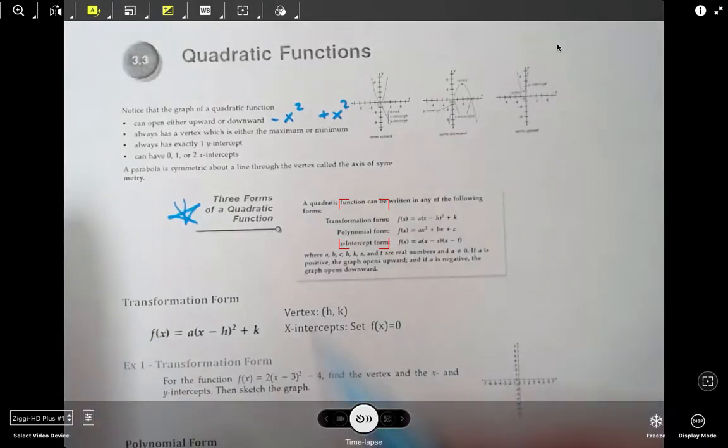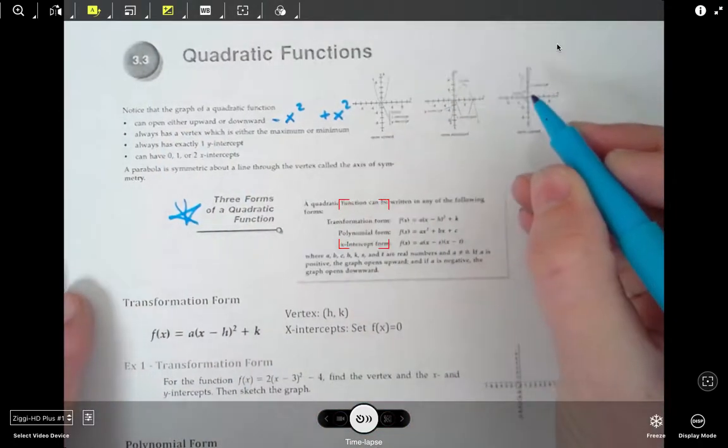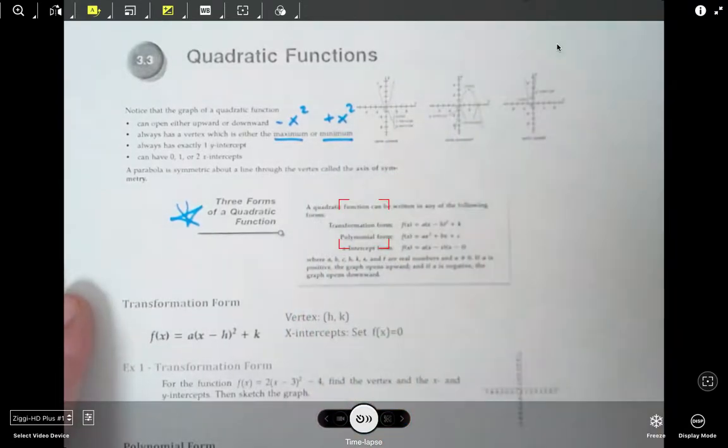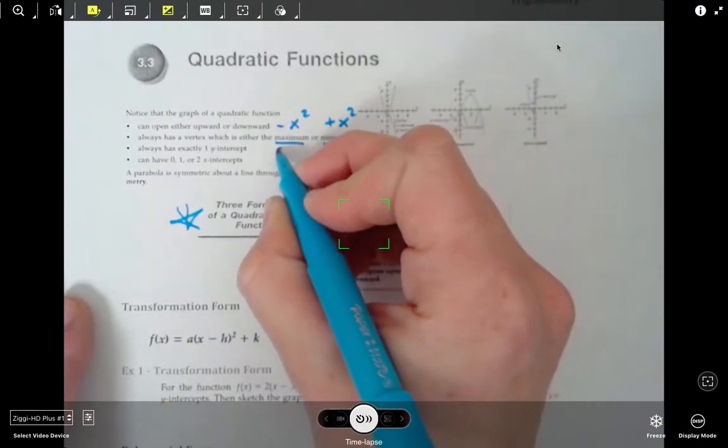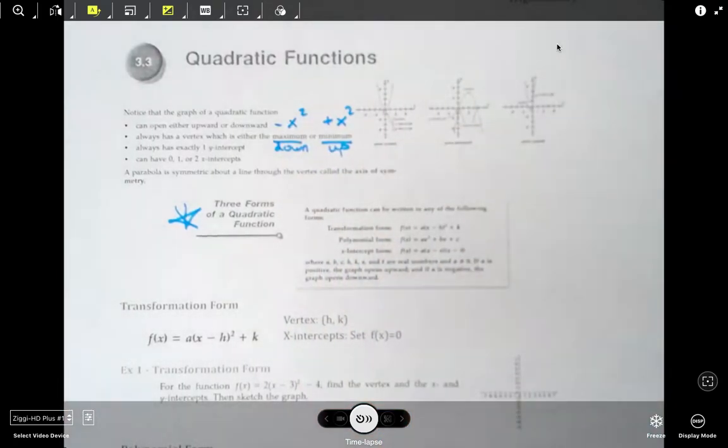The second one always has a vertex, which is either a maximum or a minimum, okay? So if it's opening up, it's going to have a minimum. If it's opening down, it's going to have a maximum, right? It's going to have a high point if it's going downward. If it's opening upward, it's going to have a minimum, okay? Which should just kind of make sense.